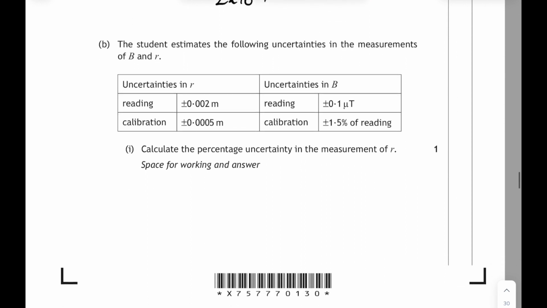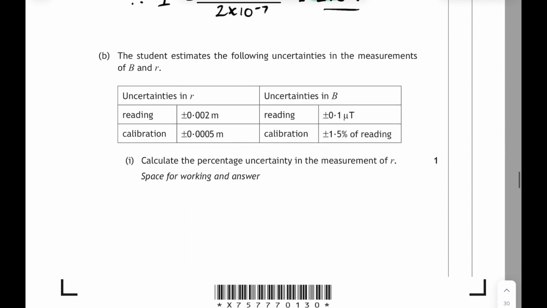So part B, the student estimates the following uncertainties in the measurements of B and R. And we've got a table that's got the scale reading uncertainty in the measurement of R, and the calibration uncertainty in the equipment that was used to measure the distance R. And we've got the same for the uncertainties in B as well. And firstly then we have to calculate the percentage uncertainty in the measurement of R.